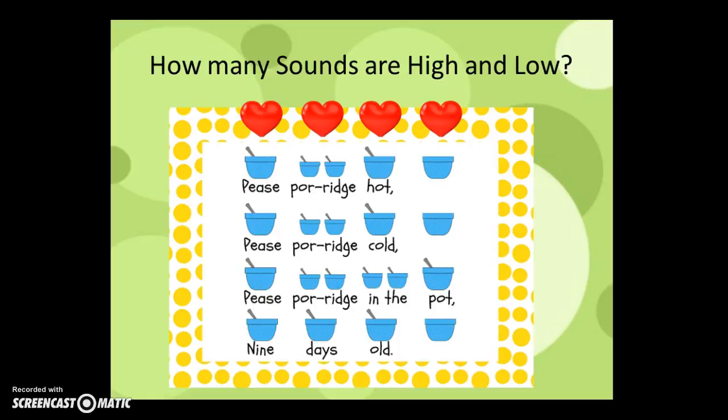Peas porridge hot, rest. Peas porridge cold, rest. Peas porridge in the pot, nine days old, rest.